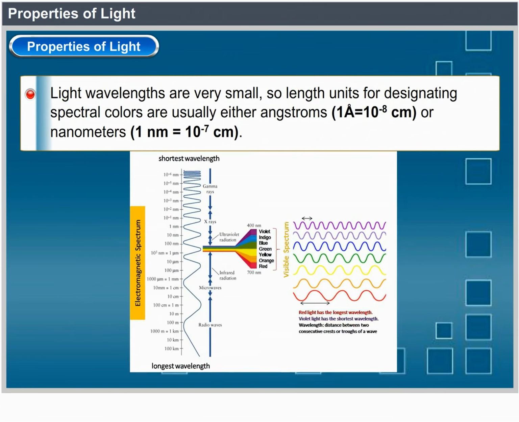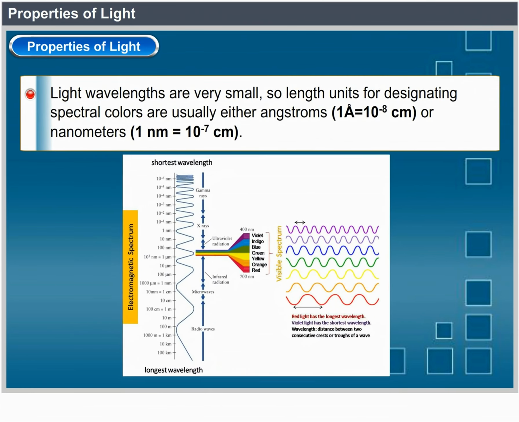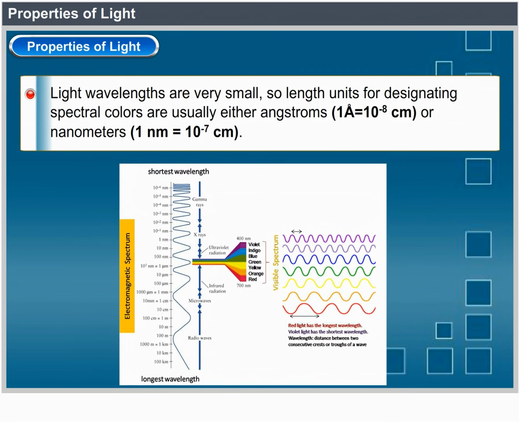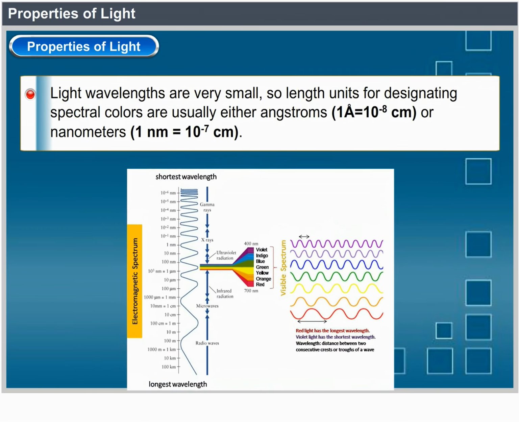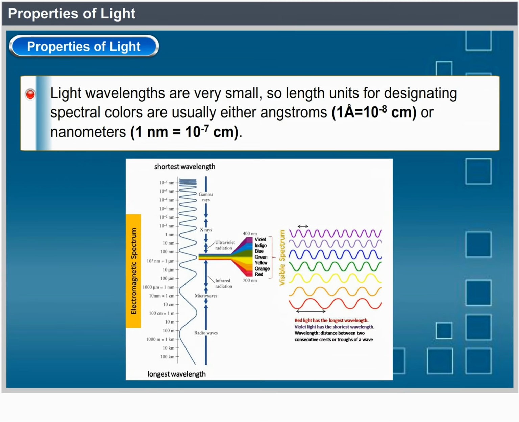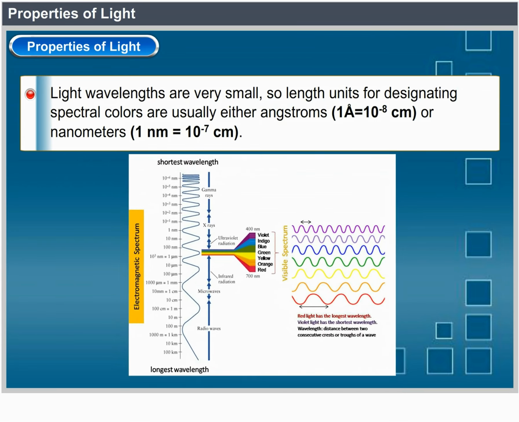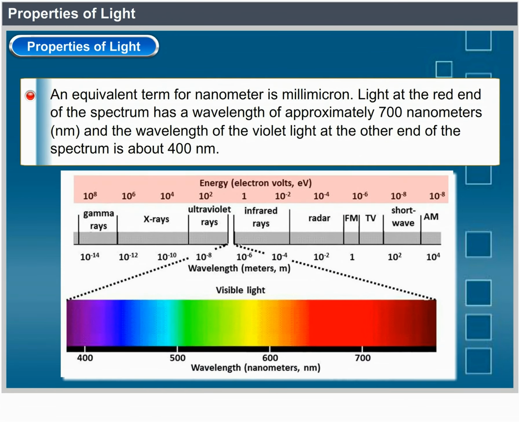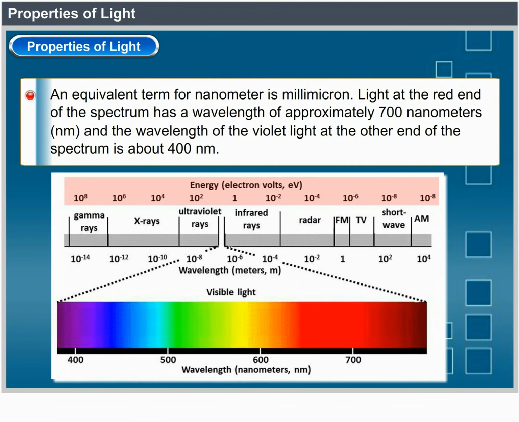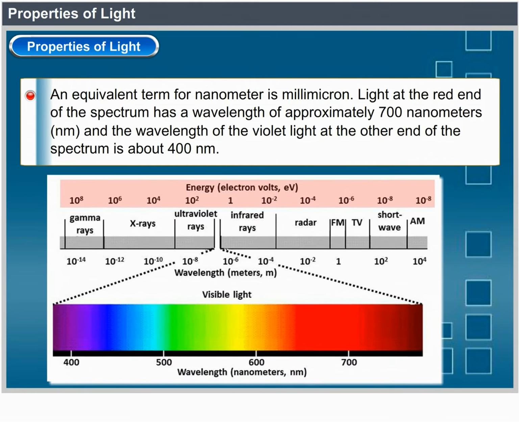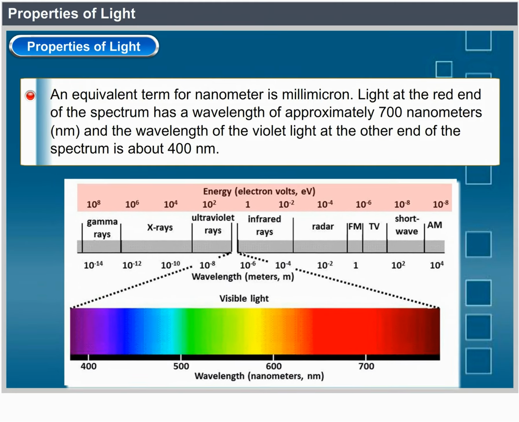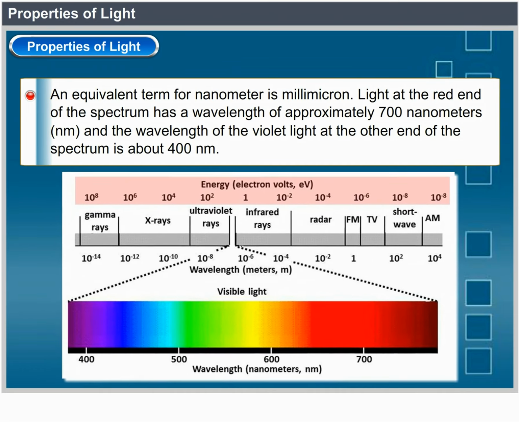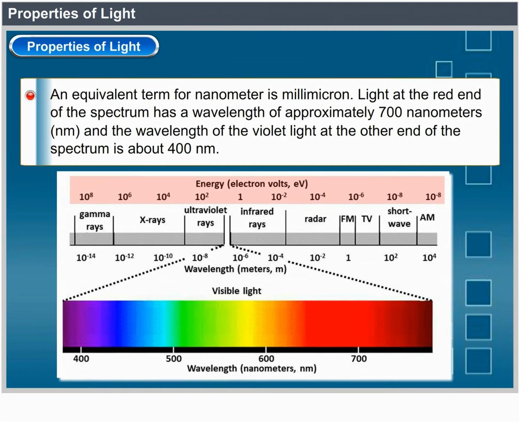Light wavelengths are very small, so length units for designating spectral colors are usually either angstroms, where 1 angstrom equals 10^-8 centimeters, or nanometers, where 1 nm equals 10^-7 centimeters. An equivalent term for nanometer is millimicron. Light at the red end of the spectrum has a wavelength of approximately 700 nanometers, and the wavelength of violet light at the other end of the spectrum is about 400 nm.